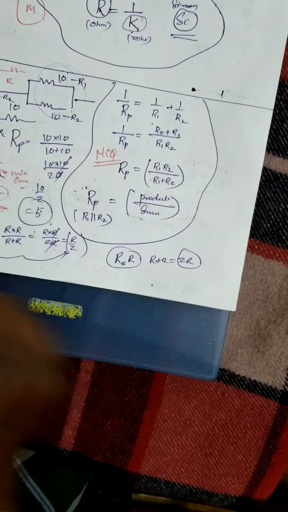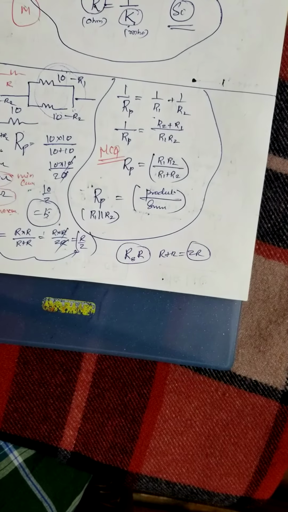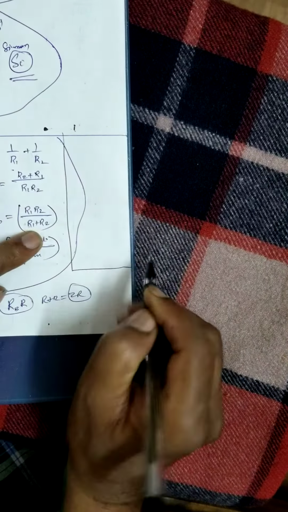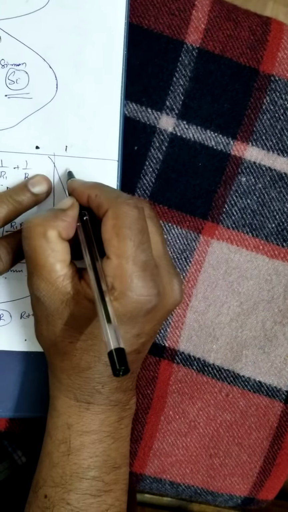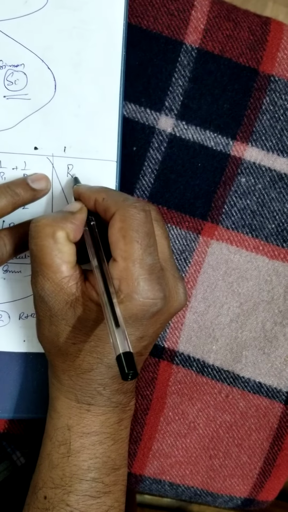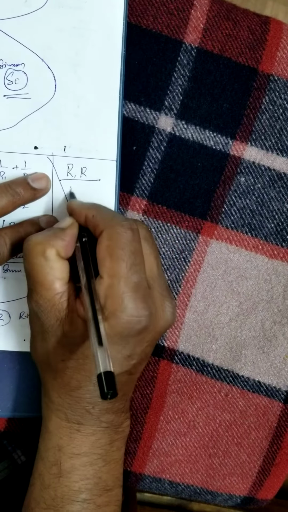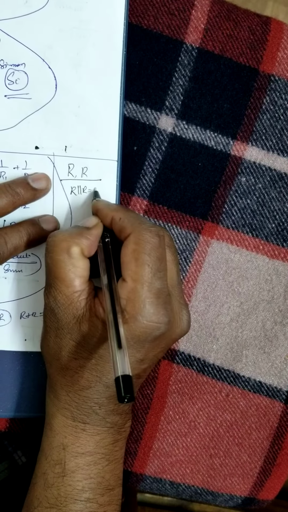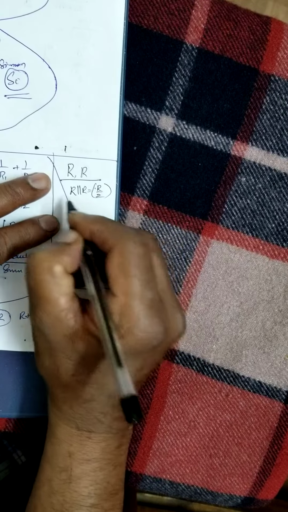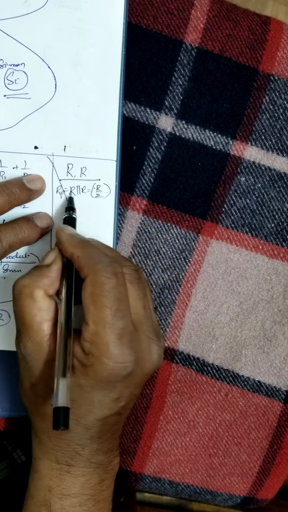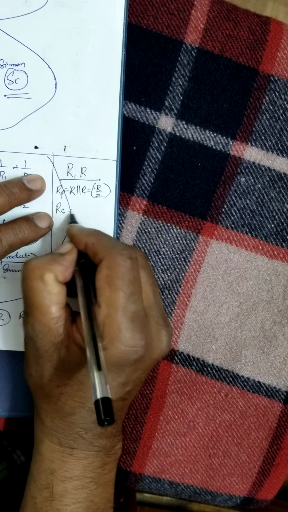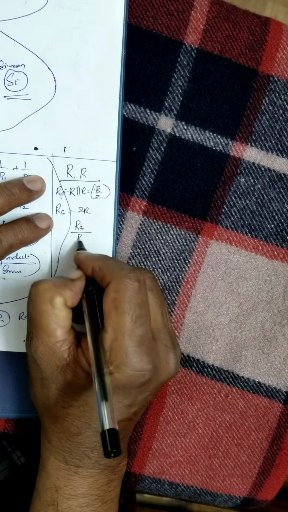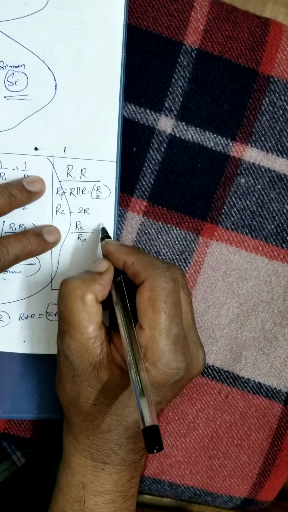Now, sometimes we use less space for calculation. That is why I am writing like this. See, two resistors R are given. Therefore, R parallel is R by 2, and R series is R plus R, which is 2R. Then, if I compare R series by R parallel, what will I get?